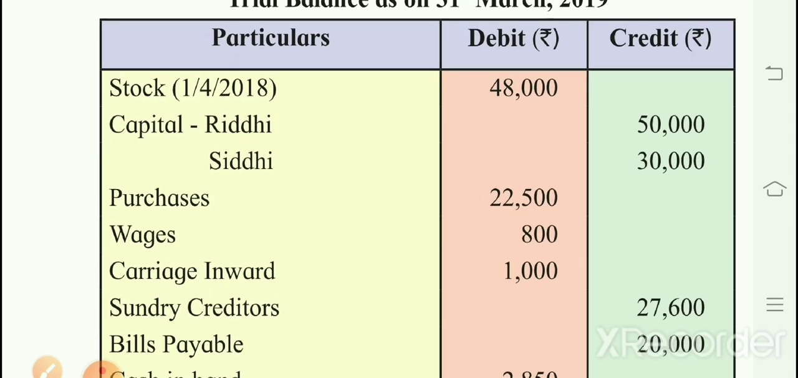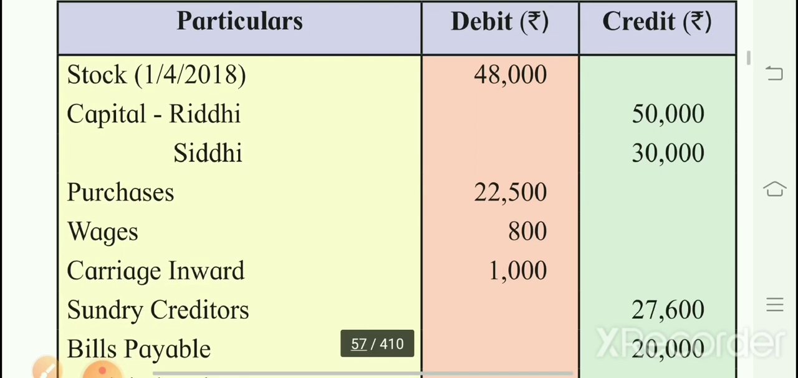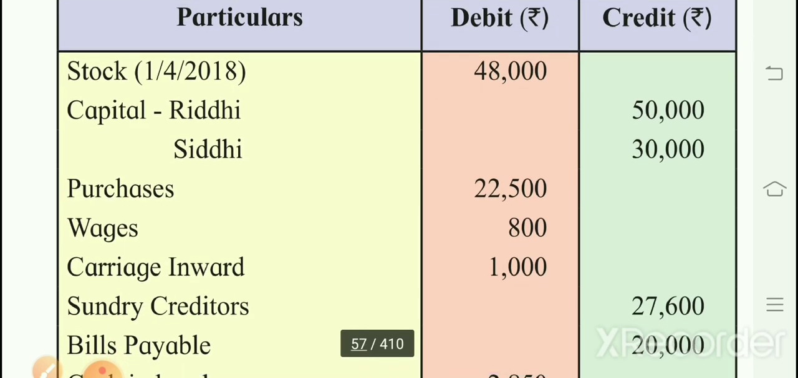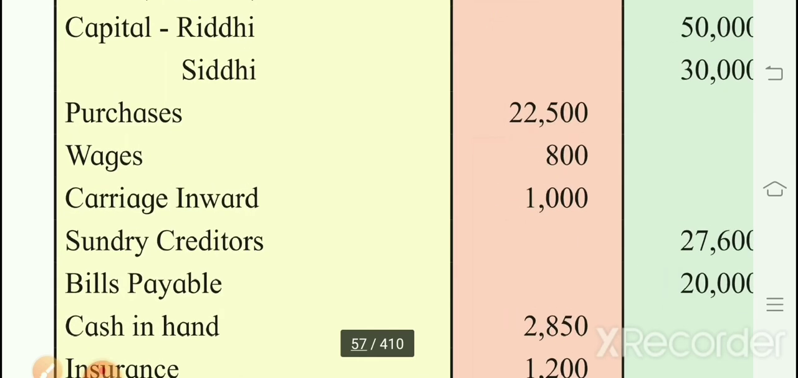See, the very first item given to us is stock of 1st April 2018. This is the stock at the beginning of the year. It means it is our opening stock, hence it will be recorded on the debit side of the trading account. Next is capital. Riddhi 50,000, Siddhi 30,000. This item will be recorded on the liability side. Next is purchases, 22,500. This item will be recorded on the debit side of the trading account.